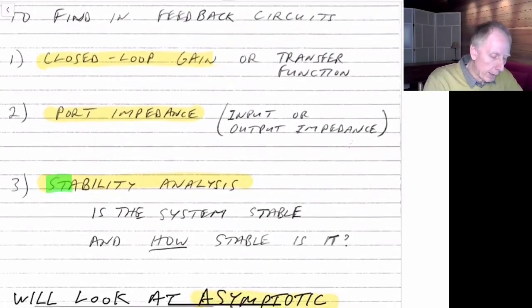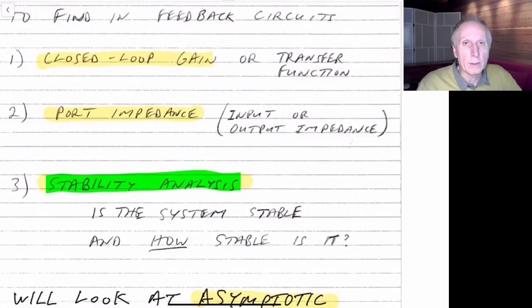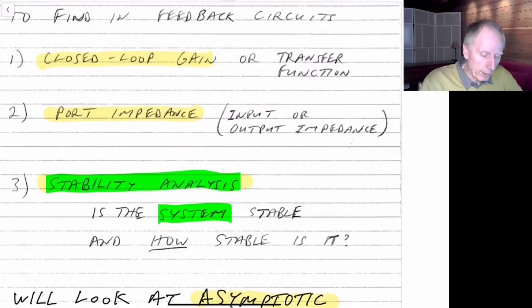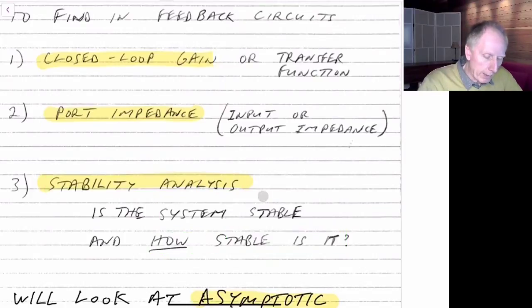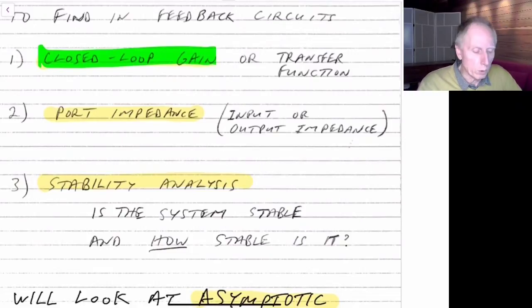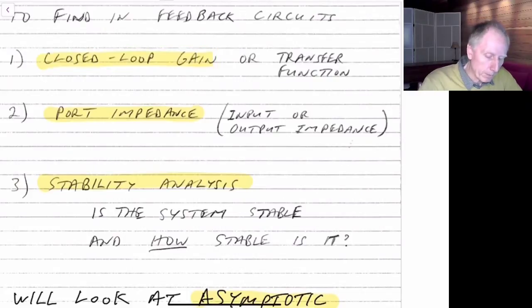Finally, the last thing we'd like to look at is stability analysis. We'd like to know how stable the system is with feedback, and for that, we can look at phase margin and gain margin. In this video, we're going to be focusing just on the first one, closed loop gain, and in other videos, we'll be looking at the other two aspects.